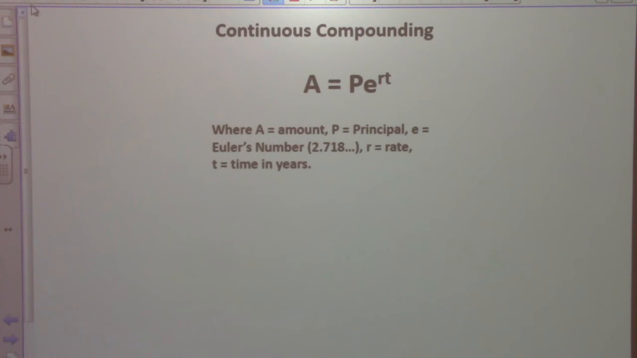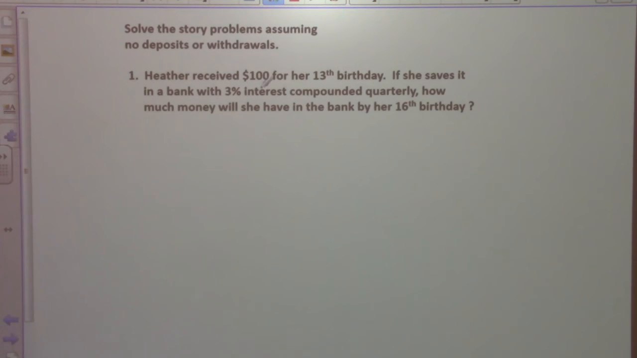Anyway, here we are. What I want you to do for these problems is to do it two ways. Do one as instructed, with the periodic compounding, and then also do continuous compounding. So here we have Heather receiving $100 for her 13th birthday, and that formula is going to be A equals A sub 0, times 1 plus r, to the power of t.